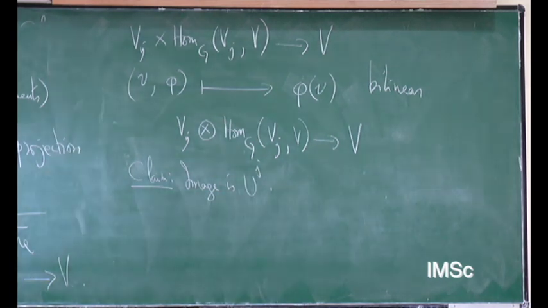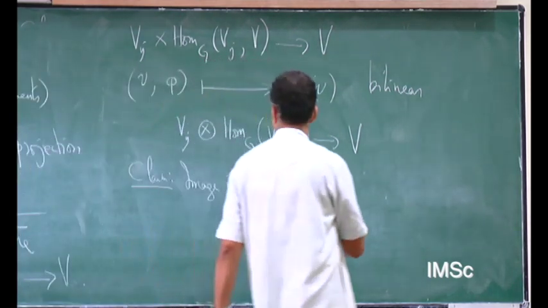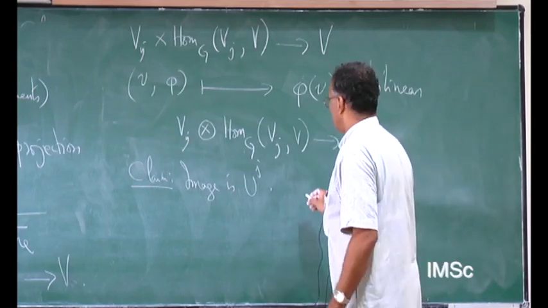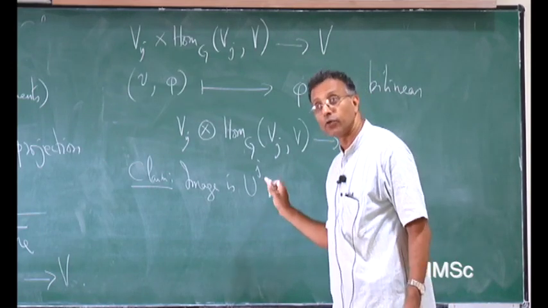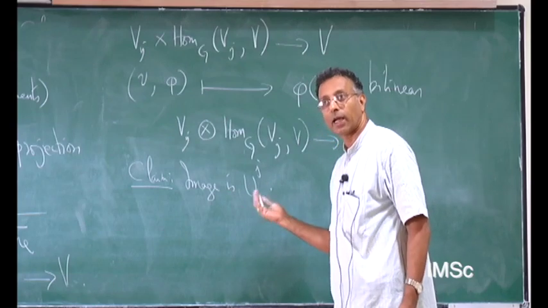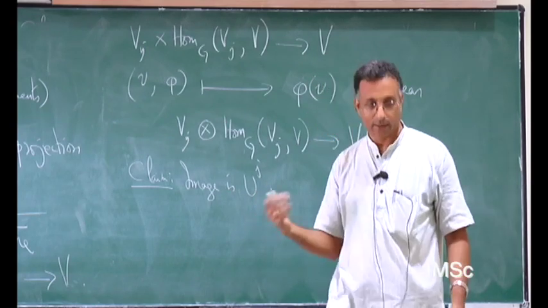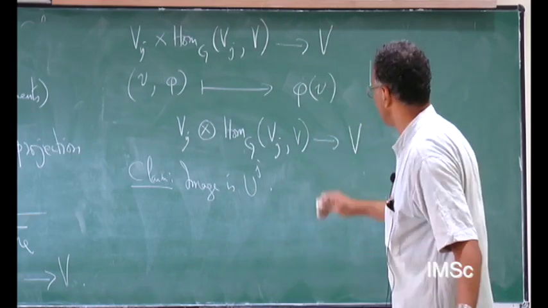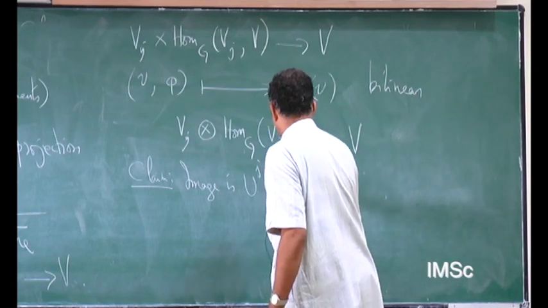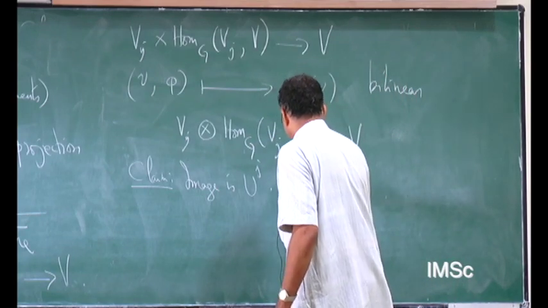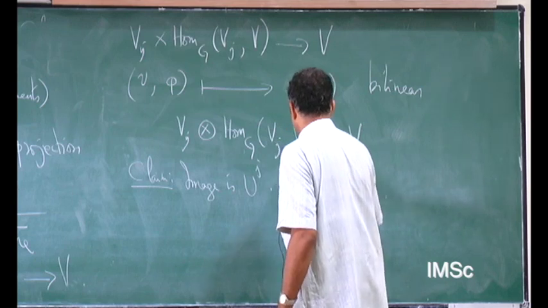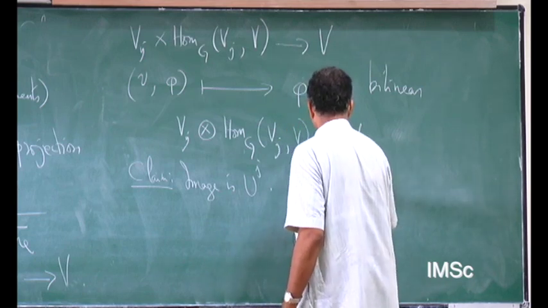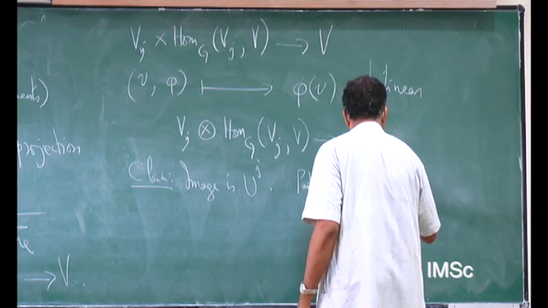Right? Okay. Now, let's see. There are two parts. One is that the image contains the whole of U^j, and the second is that the image is contained in U^j. So what is U^j? Two parts again. Let's say part 1: U^j, U upper j, is contained in the image. This is what I have to show.